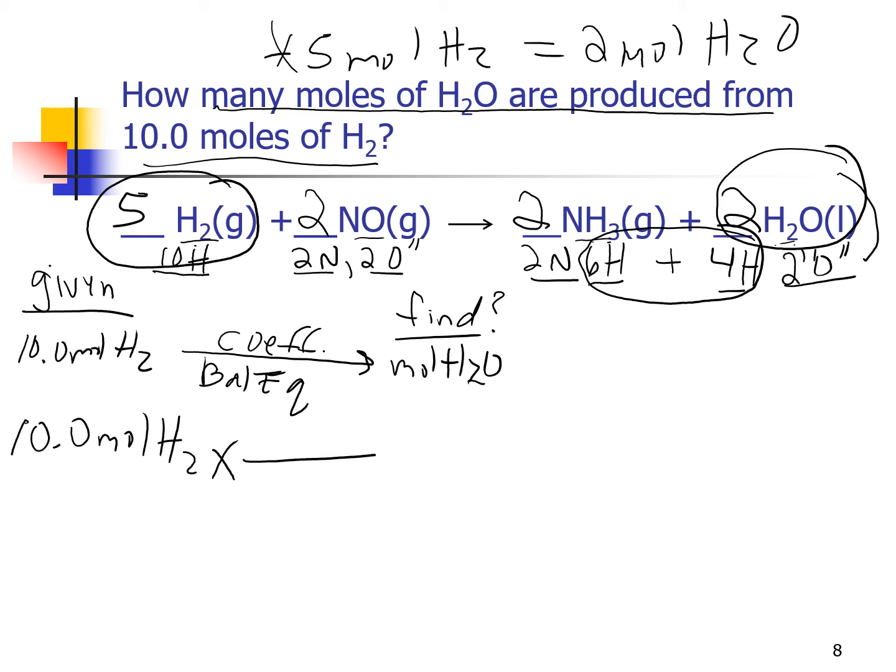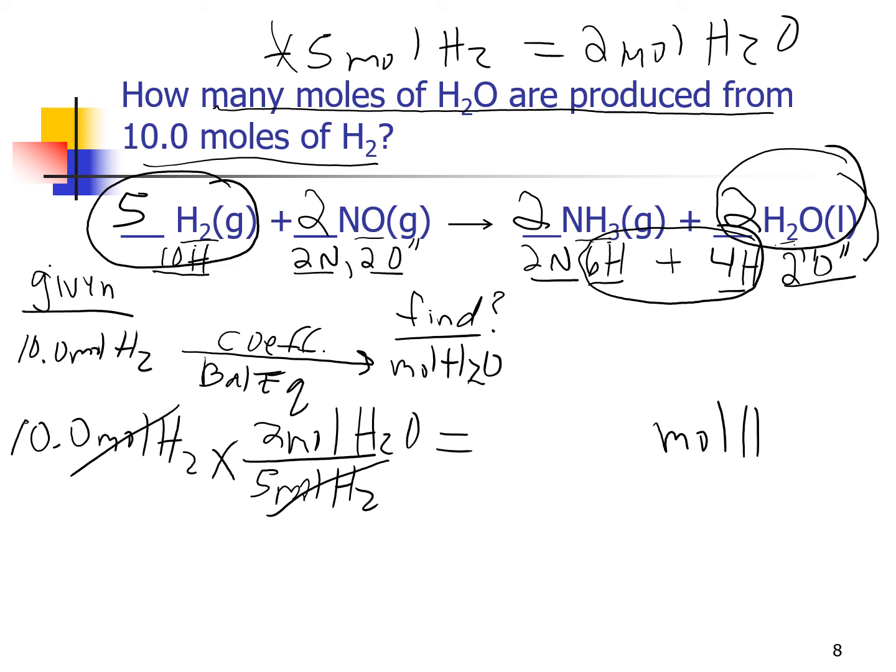So we'll put 5 moles of H2 at the bottom of our fraction and 2 moles of water at the top. So our moles of hydrogen will cancel and we'll get moles of water, which is what we're after. So it's 10 times 2 gives me 20, divided by 5 is 4.